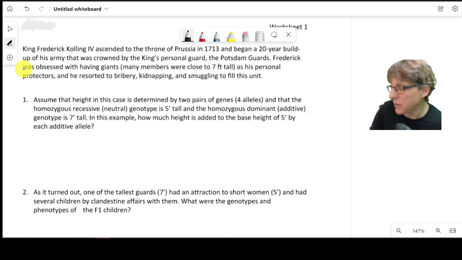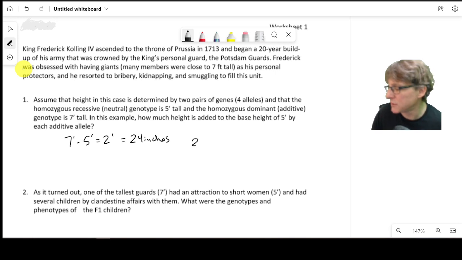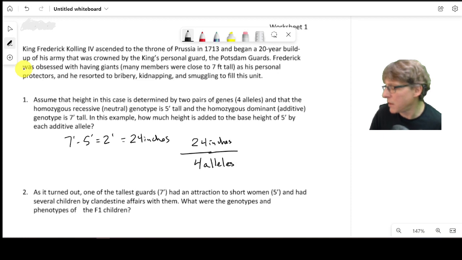And so here we have 7 feet minus 5 feet, which is 2 feet, which we'll convert to inches so we can talk in terms of how many inches each of these additive alleles adds to our base height. So if we have 24 inches divided by 4 alleles, what we get is 6 inches per allele.